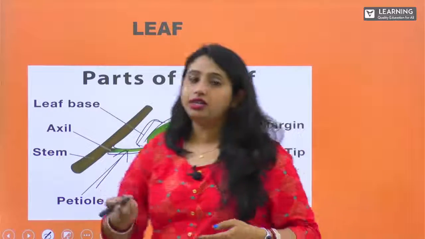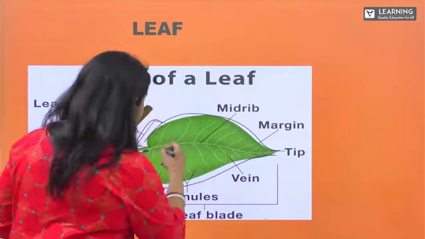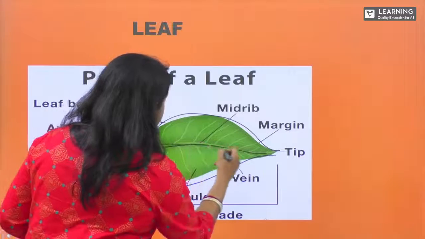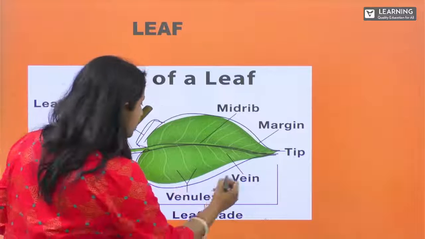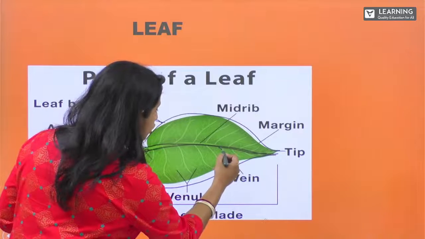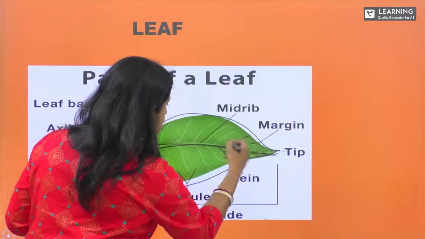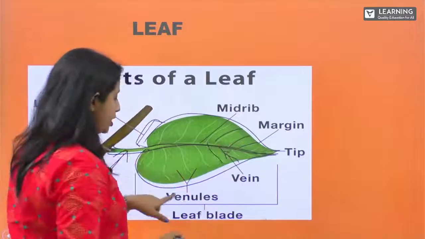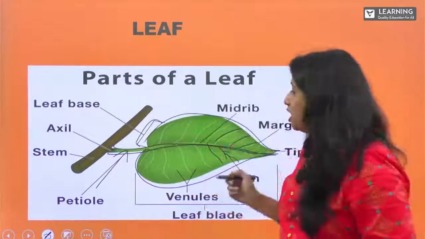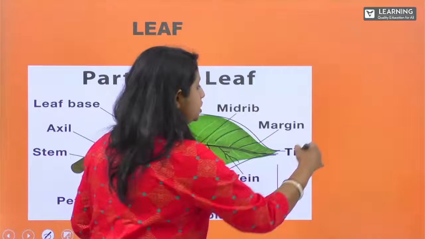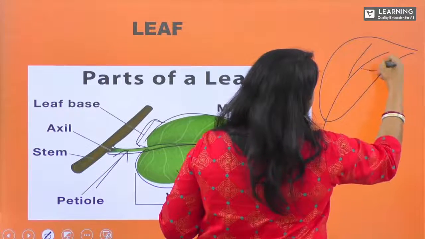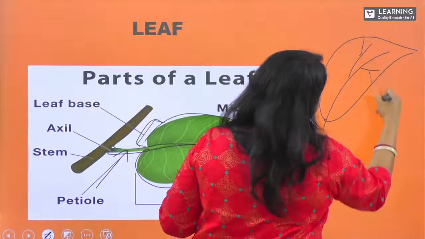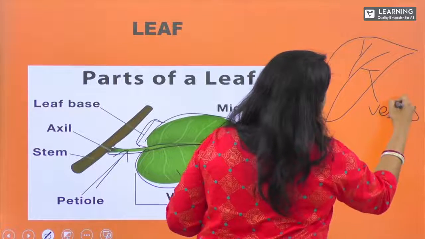Okay, and these are the veins. As you can see, this structure is the midrib. This one is the midrib of the leaf, and these are your veins. You can see these are the veins, right? Now what are veinlets?